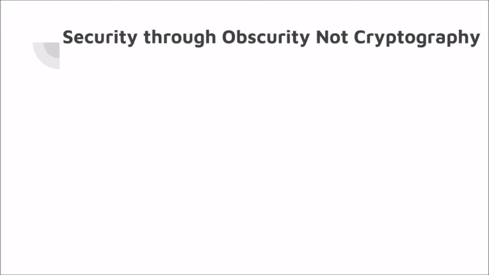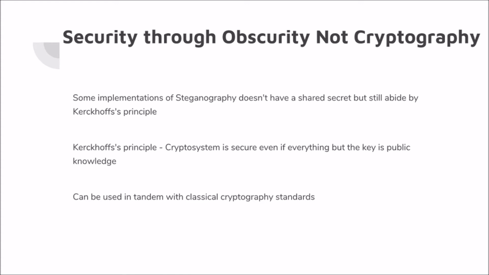The one thing to remember about steganography is that it's not actually cryptography, it's security through obscurity, where you hide a message within the medium and you don't actually encrypt the message. It's hidden in plain sight. I mean, you could say it's hidden in plain sight, but you can't really see it. Implementations of it include text or audio, but the shared secret is still available to the ones that need it. So essentially, it does follow Kerckhoffs's principle, which states that a cryptosystem is secure even if everything but the key is public knowledge.